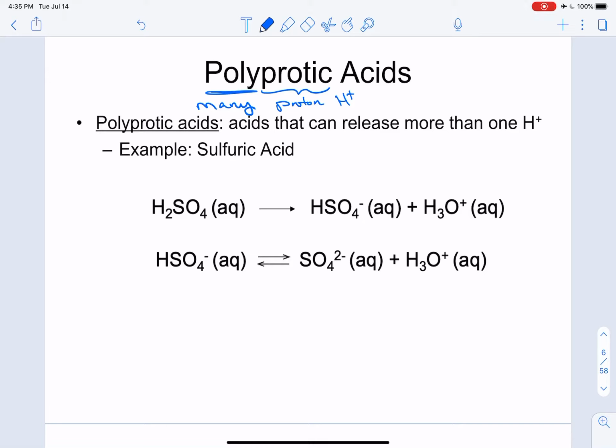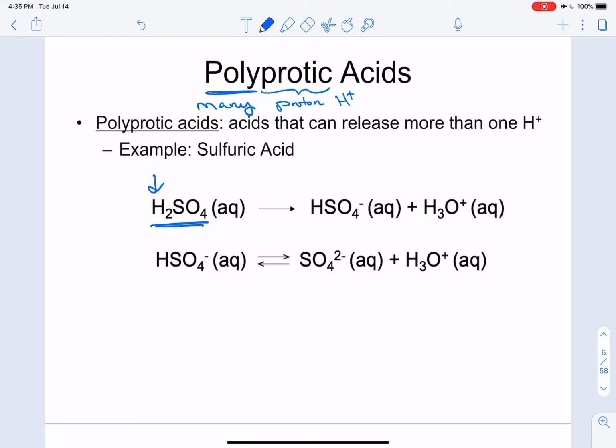So they've got many H+ to give away instead of just one. Okay, so acids that can release more than one H+. An example is sulfuric acid. Sulfuric acid is H2SO4. You can see right there it's got a couple of hydrogens to give away.